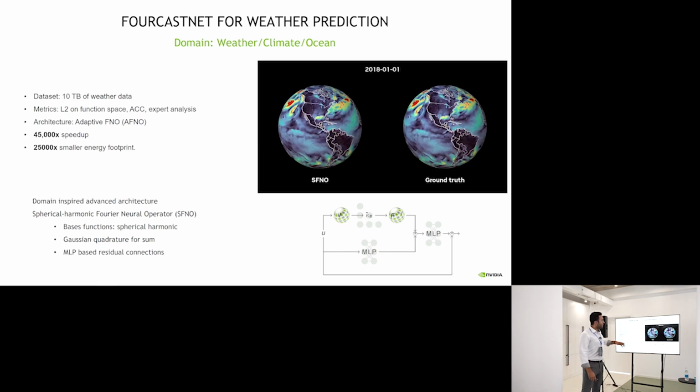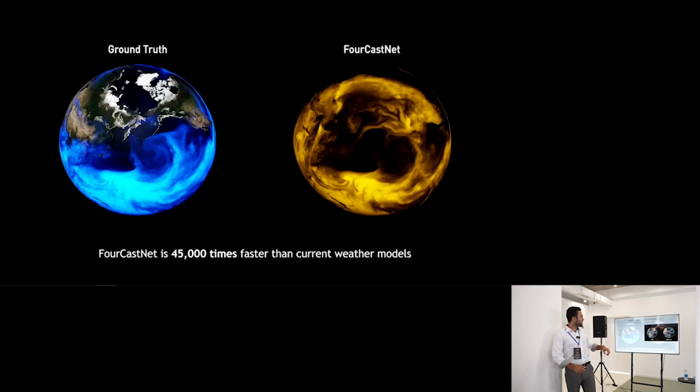So for this problem, we keep developing more architectures, and this is a spherical harmonic-based architecture where the integration happens using a spherical harmonic basis. Many other companies, organizations and universities have developed more architectures upon this work, and this field is moving forward. Question? How does it compare to GraphCast? That's a great question. The GraphCast architecture is similar to this.